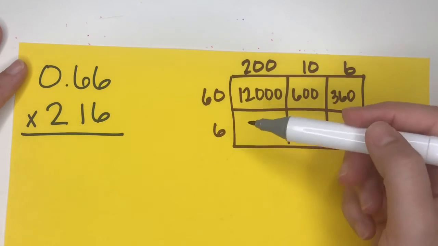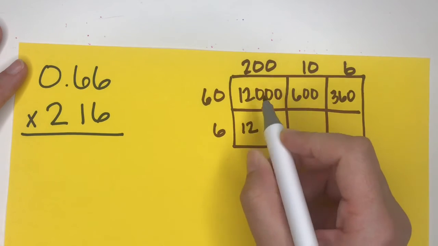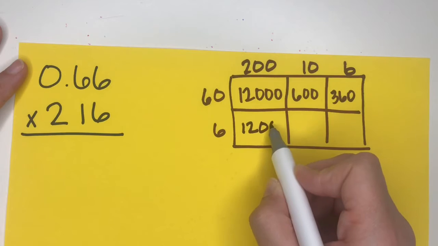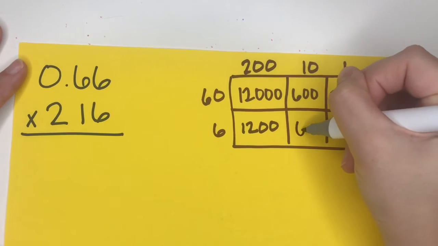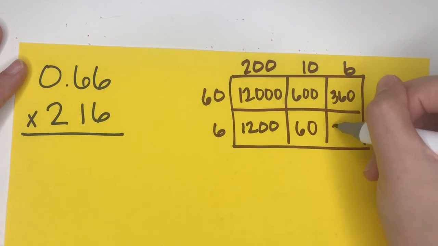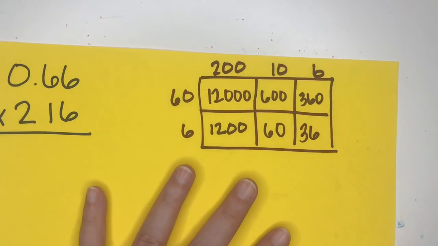Now I move down to the next row. I have 6 times 2 again, which is 12. This time I only have 2 zeros, 1 in the tens and 1 in the ones place. And then I have a 6 times 10, which is 60, and then 6 times 6, which is 36. So now we're going to add them back together.